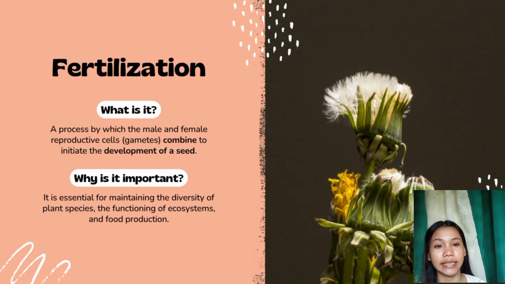What is fertilization? Fertilization is a process by which male and female reproductive cells or the gametes combine to initiate the development of a seed. Why is it important? It is essential for maintaining the diversity of plant species, the functioning of ecosystems, and food production.